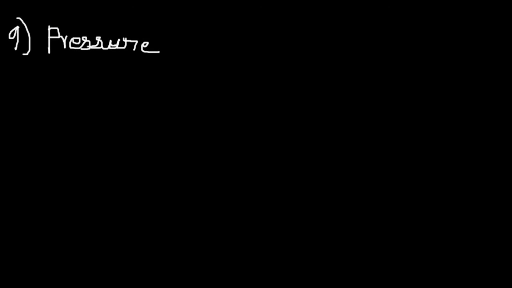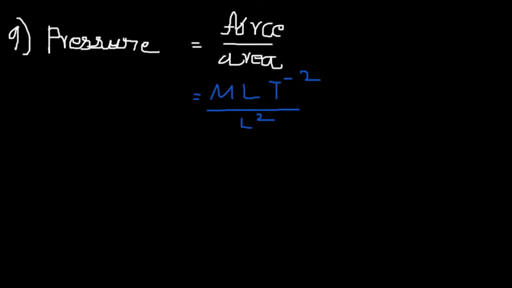The next derived physical quantity we are seeing is pressure. The formula of pressure is force by area. What is the dimensional formula of force? As we saw earlier, M L T power minus 2. What is the dimensional formula of area? L square. So let's write that: M L T power minus 2 by L square. As the L square comes from the denominator, it will act as minus 2. So you have 1, and 1 minus 2 is minus 1. As simple math, we will get M L power minus 1 T power minus 2 as the dimensional formula for pressure.